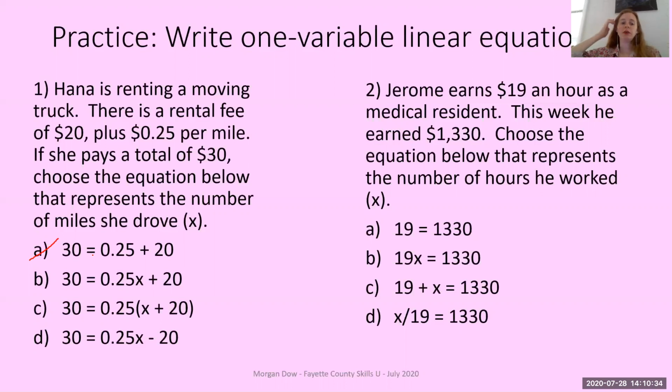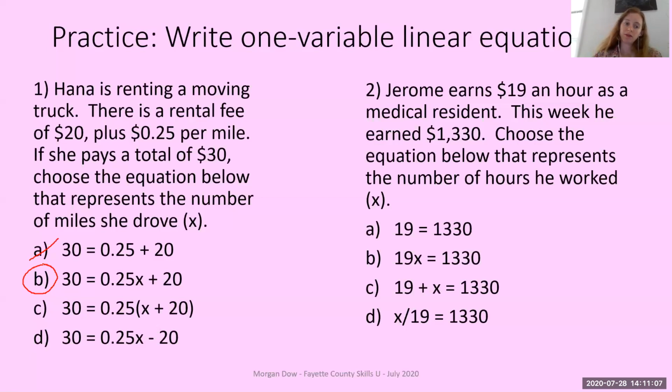Now, choice B is saying that her $30 is going to be equal to 25 cents times the number of miles she drove, plus that rental fee that she has to pay. So choice B is the correct answer. Choice B has those two components, the $20 rental fee and the 25 cents times the number of miles. Let's take a look at choice C and D just to see why they don't quite work.